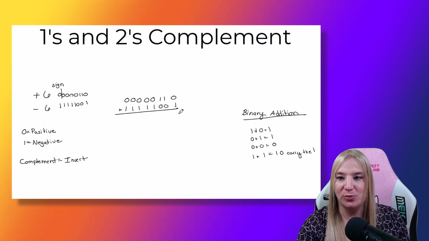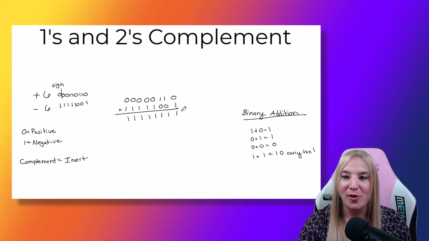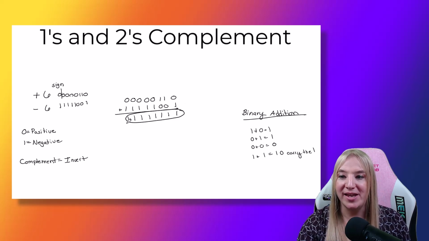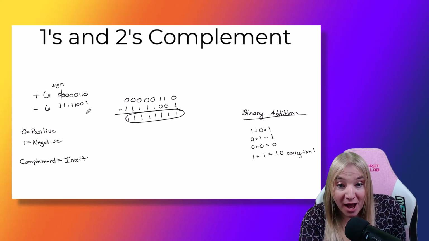So 0 plus 1 is 1, 1 plus 0 is 1, 1 plus 0 is 1, and every other column is 0 plus 1 is 1. So the reason it's called one's complement is because when we add the two one's complement numbers together, we get the complement and we get all 1s. So that's actually where this term comes from, one's complement. So that's one's complement in a nutshell.